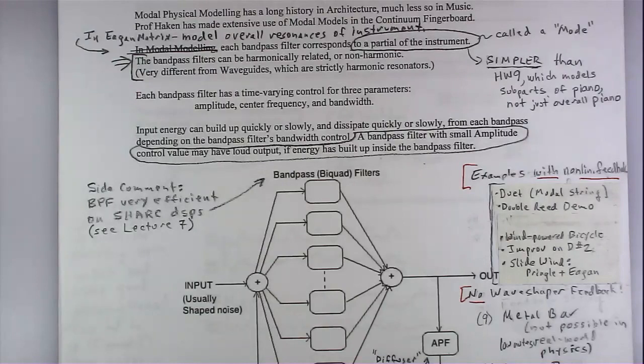So in some ways, waveguide models are really more magical because you're doing a time domain simulation of something, and then you listen, and hey, does it work in the frequency domain? Does the overblow effect work? Does this or does that work? And it's kind of cool.